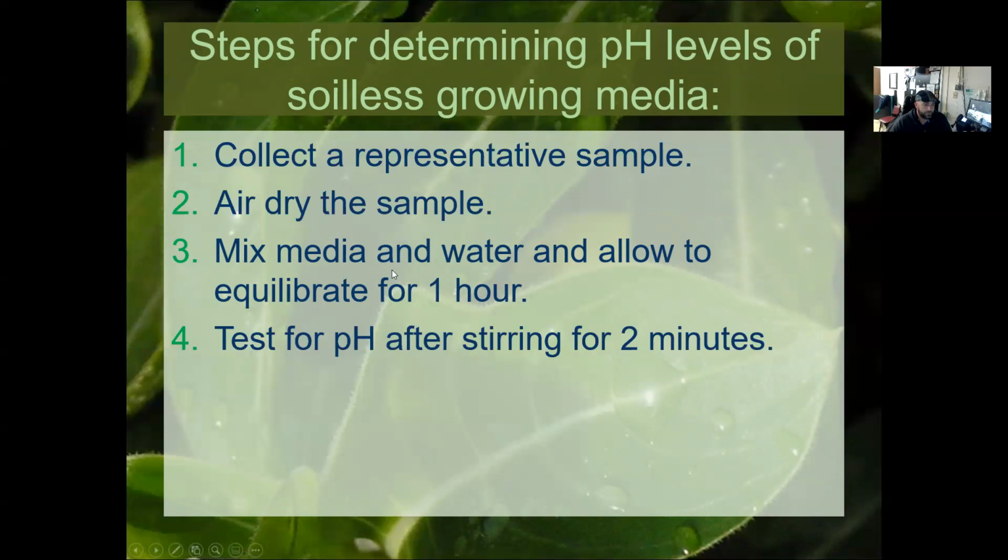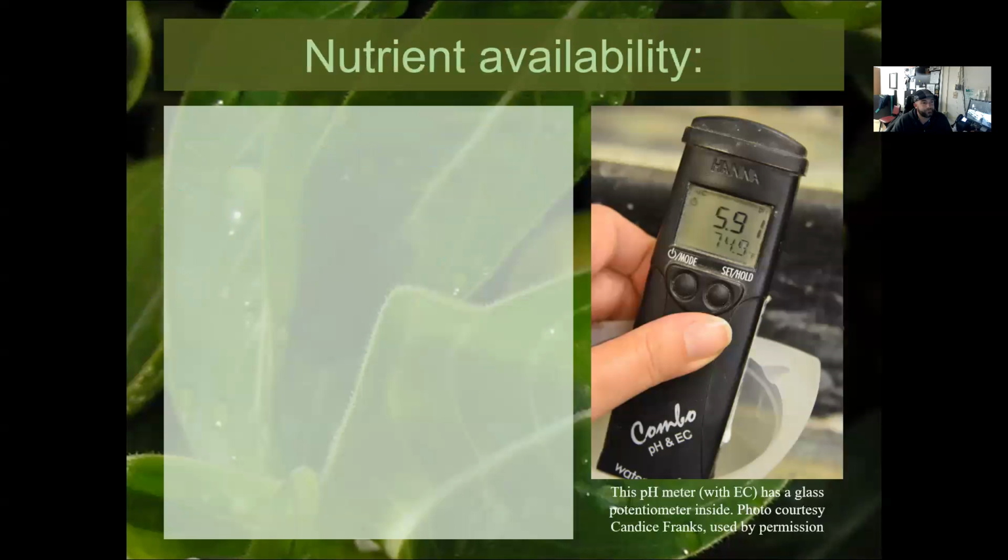Then test for pH after stirring for about 2 minutes. Just like we would with our soil testing kits, we want to make sure that we get 3 samples from 3 different areas of the greenhouse. Make sure those are dried, put the pH medium in, shake that up for about 2 or 3 minutes, and then see what color it turns into. But we'll get into that a little bit more in class.